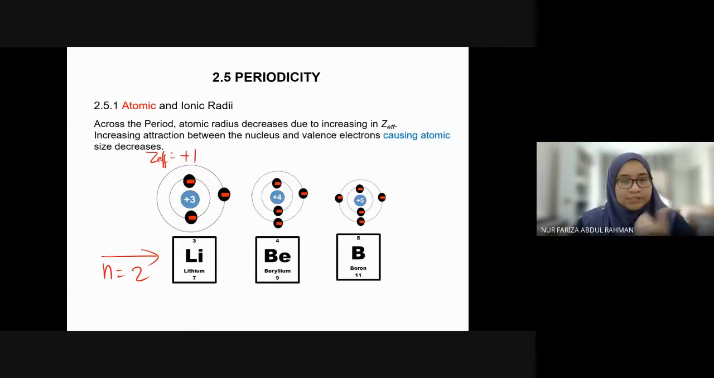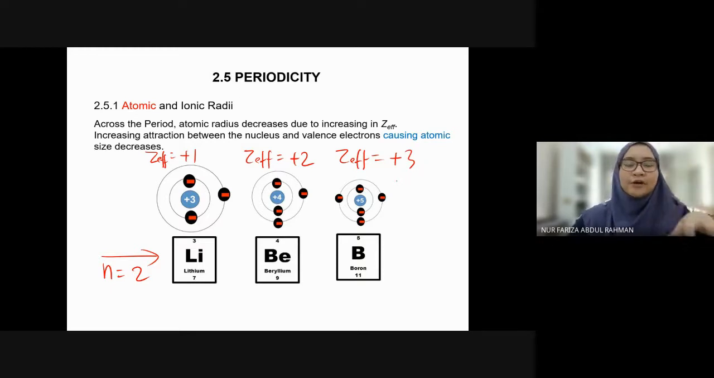Using the formula just now, Z effective for beryllium is positive 2. Z effective for boron is positive... Boron comes from group 13, right? So it has 3 valence electrons. The group number is group 13, so positive 3 lah. Okay, kan cepat kan? Tapi kalau sepatutnya you kena guna the Z effective formula just now.